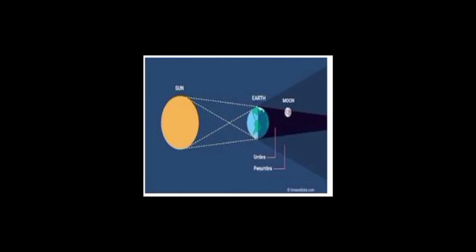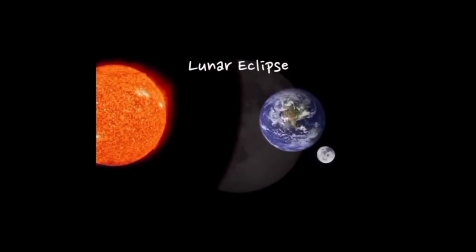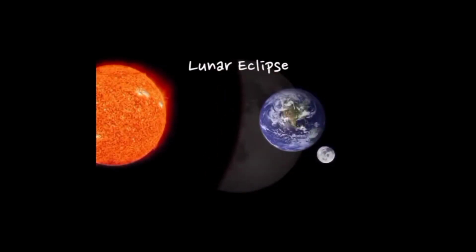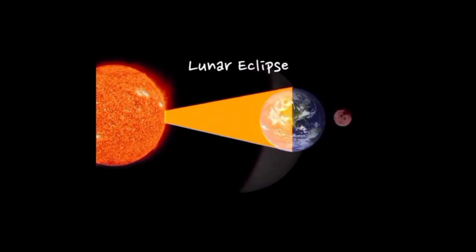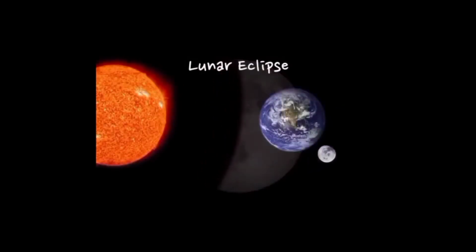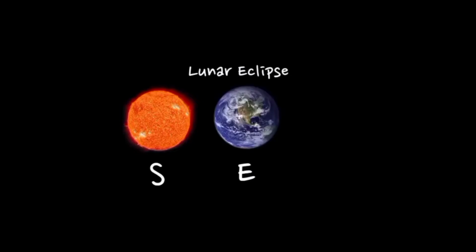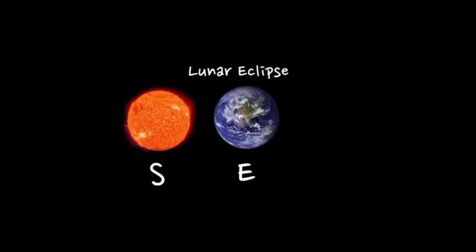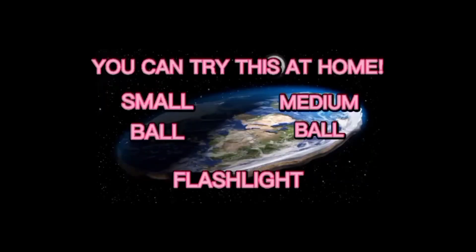For better understanding about lunar eclipse, you may get your self-learning module and open it on page 44, figure number 2. How do lunar eclipse occur? Lunar eclipse is when the moon gets darker because the earth passes between the sun and the moon. So earth's shadow is cast on the moon. During a lunar eclipse, the order of celestial bodies goes Sun, Earth, Moon. SEM. Again, Sun, Earth, Moon. SEM. You can try this at home.